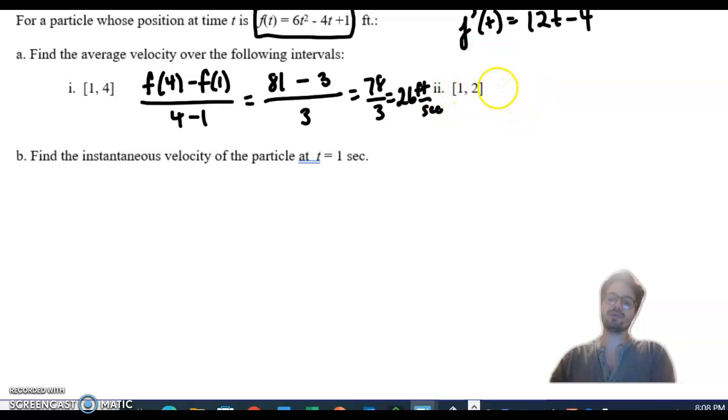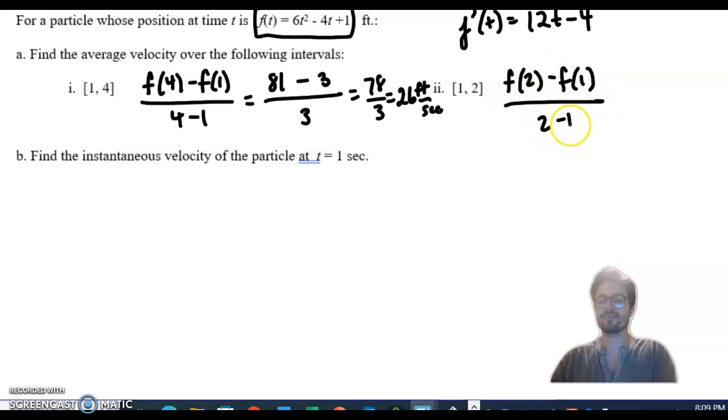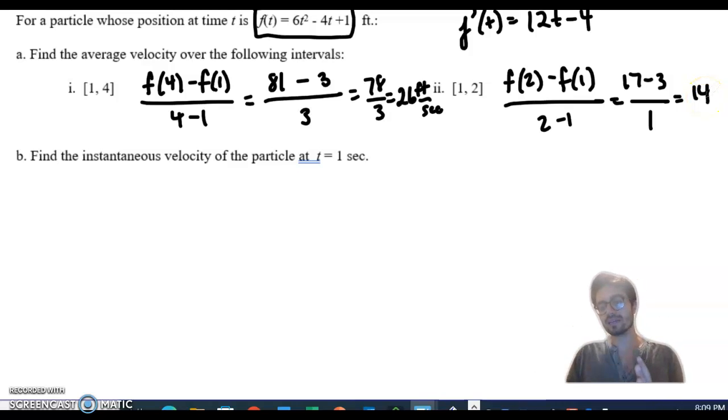Same idea here. Let's see between 1 and 2 seconds. I want the average rate of change. So if I plug in my 2, I get 24 minus 8, so 16, so 17, minus 3, gives me 14. So this is saying between 1 and 2 seconds, I moved an average of 14 feet per second.